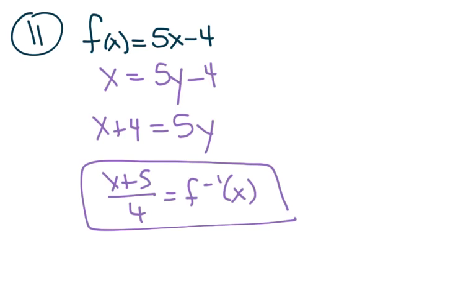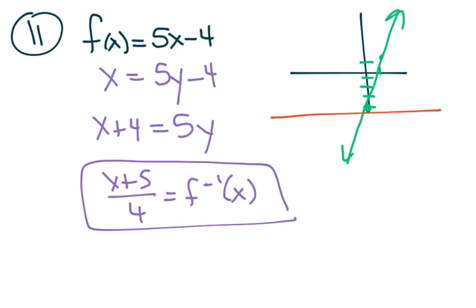The second part said state whether it is a function. You have 2 options for doing that. You can either graph the original function, here's the original function, y equals 5x minus 4, and perform the horizontal line test on it. If you put a horizontal line anywhere on this graph, as long as you never hit the graph more than once, its inverse is a function.